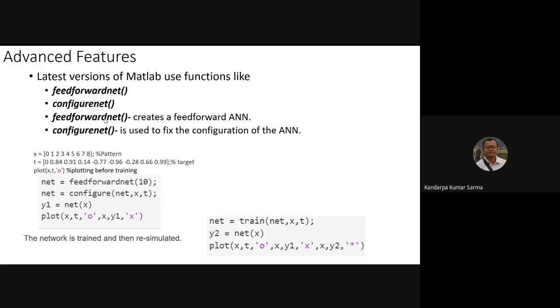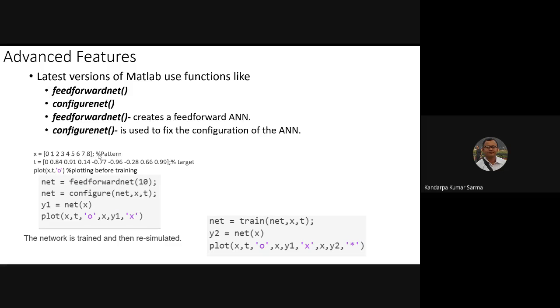With feedforward net, you do not follow the complications as were seen in the definitions till now. We need not follow all those things. This feedforward net function is quite smart enough. It can create a network and work together with this configure net to formulate the most suitable optimized version of the network to give the best performance. So the feedforward net will create a feedforward ANN, and then the configure net will fix the configuration of the network.